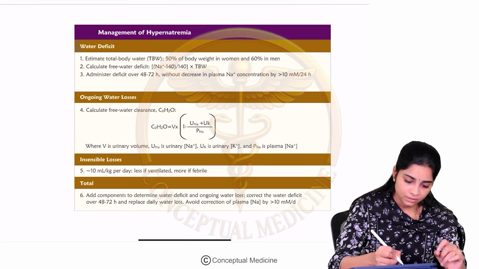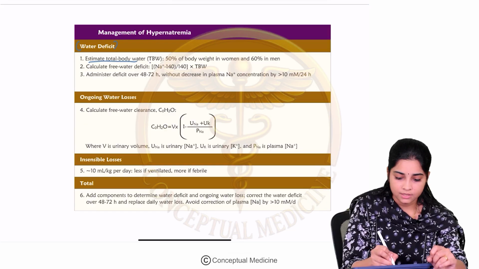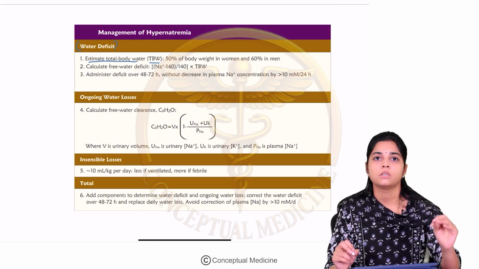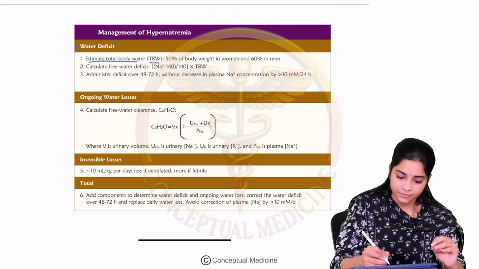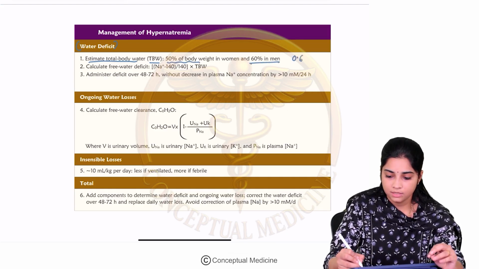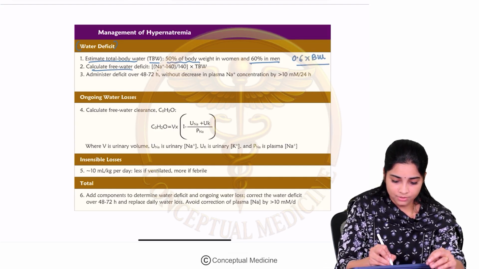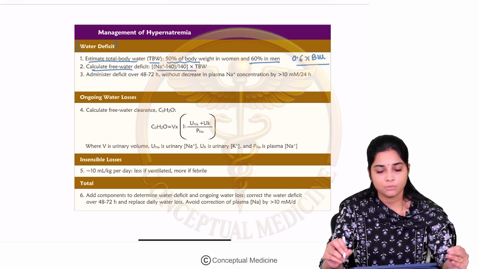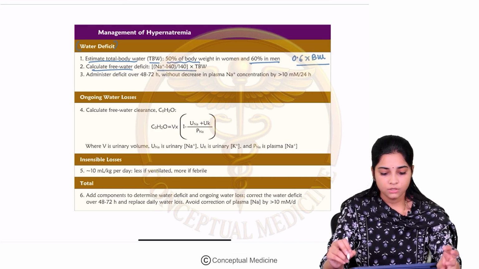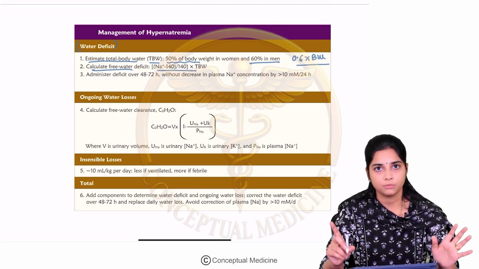So first step would be you calculate the water deficit. So you estimate the total body water. Similar to how we had estimated the total body water in your management of hyponatremia, here also you have to estimate the total body water. So this is given by 50% of body weight in women or 0.6, which is 60%, into body weight in men. Okay. Once you have done that, you use your formula. So which is the formula that you are using here? To calculate the free water deficit, you use your (sodium minus 140) by 140 into total body water.